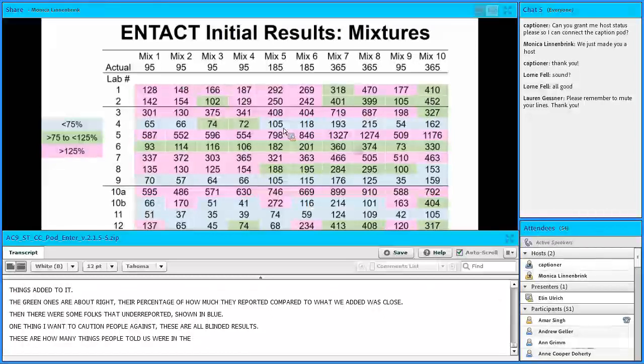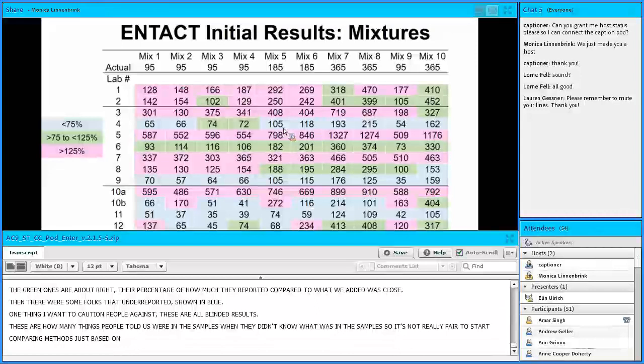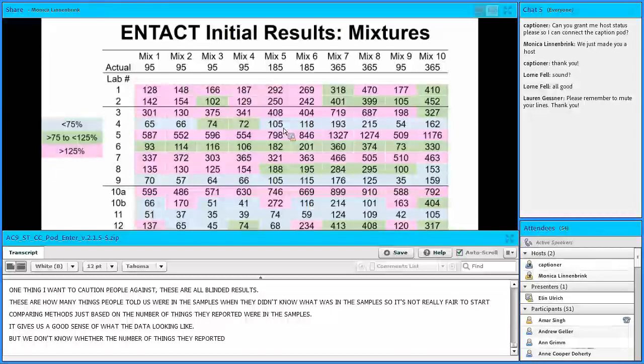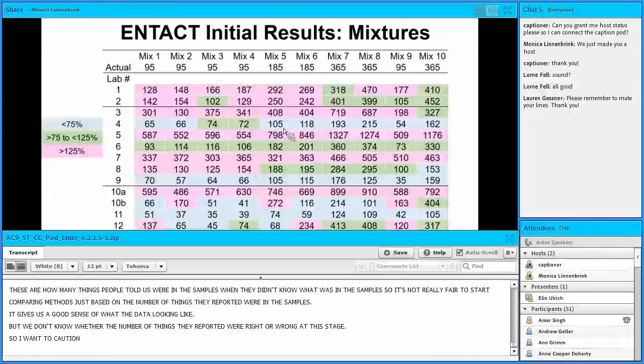samples. So it's not really fair to start comparing methods just based on the number of things that they reported were in the samples. It gives us a good sense of what the data is looking like, but we don't know whether the number of things that they reported were right or wrong at this stage. So I want to caution people from picking out their favorite and saying, well, that method must be the best because they got all green. That's not the case.